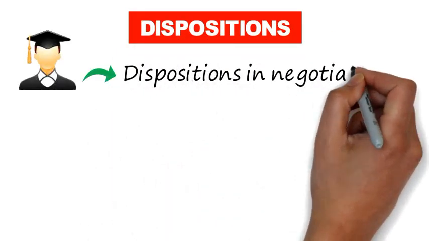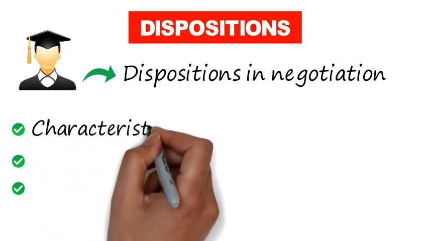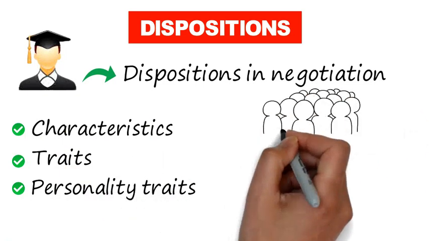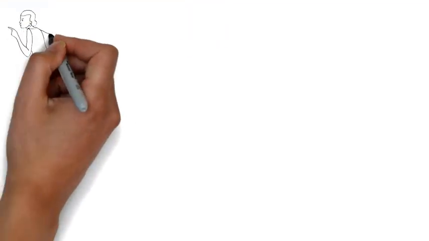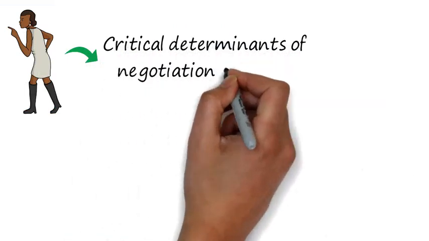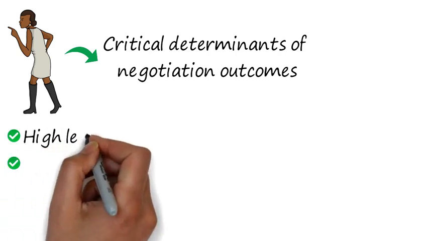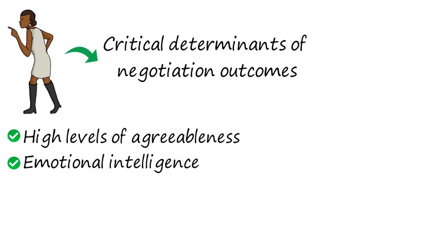Dispositions. Scholars generally recognize the importance of dispositions in negotiation, but there is some debate. Dispositions refer to the individual characteristics, traits, and personality traits that people bring to a negotiation, such as their levels of assertiveness, agreeableness, and openness. Some scholars argue that dispositions are critical determinants of negotiation outcomes and that negotiators who possess certain traits, such as high levels of agreeableness or emotional intelligence, are more likely to be successful in negotiations.